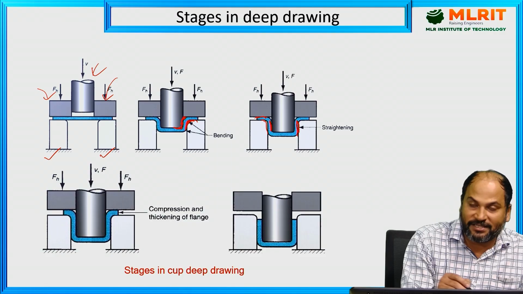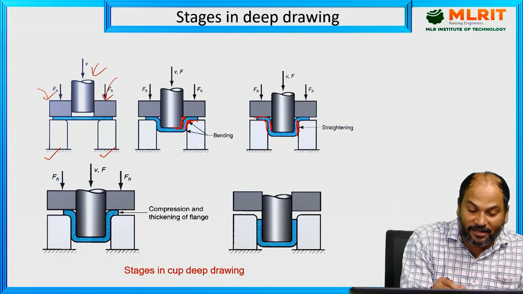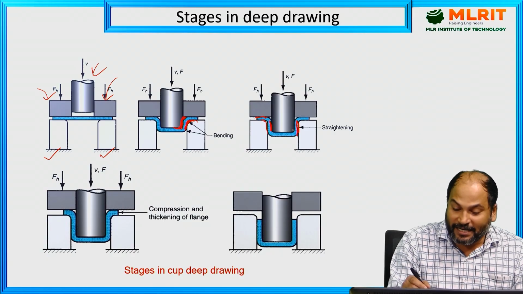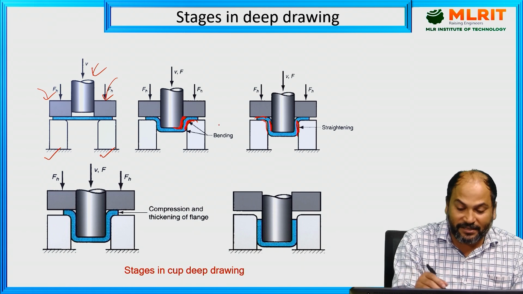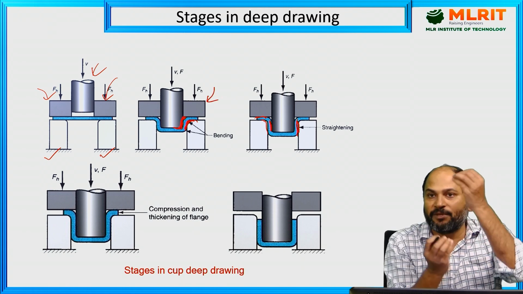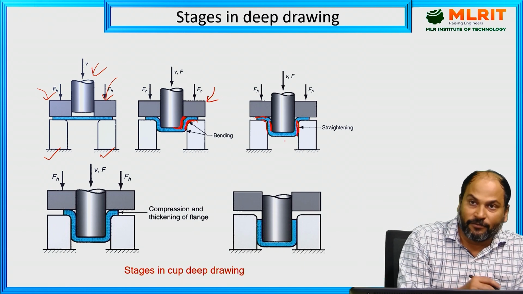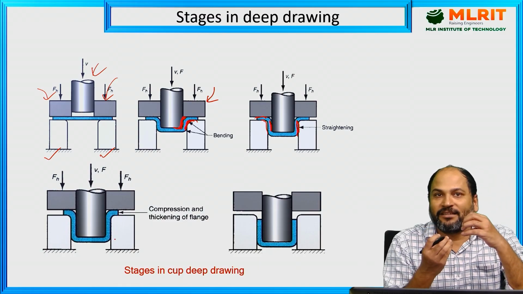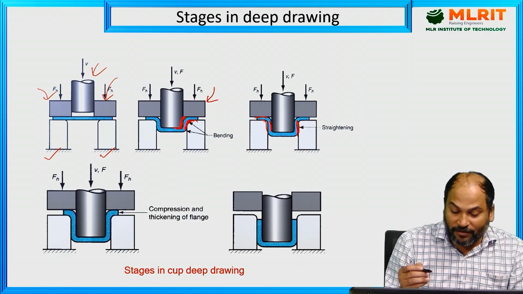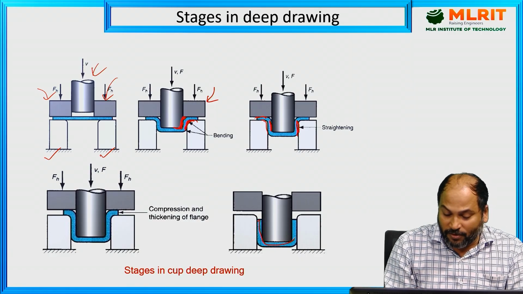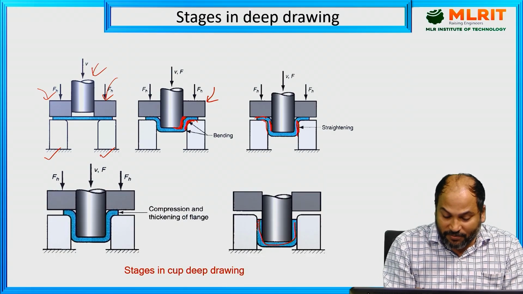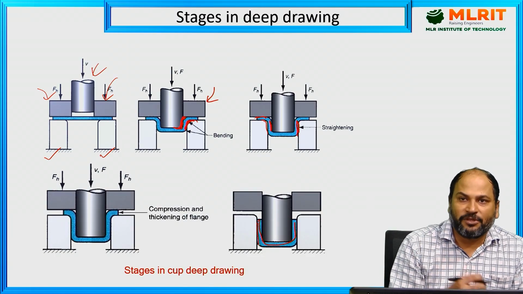In the first stage, as we have already discussed, at the die opening and the punch edges, there will be bending of the sheet. Then, once this bending is over, there will be straightening of that sheet in the third stage. And in the fourth stage, at the edge there will be compression and thickening of the flange, and finally it will be in the form of a cup, but at the edges there will be thickening in the cup wall, and finally this cup shape will be generated.